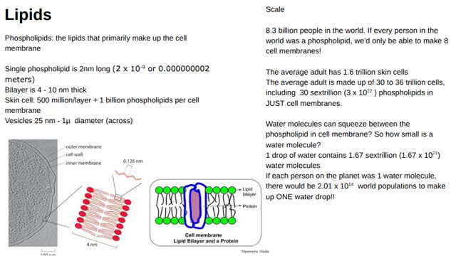So, yeah, very, very tiny. But there are things that are tinier. Water molecules can squeeze through those phospholipids. They come and go freely from the cell. We're mostly made up of water.